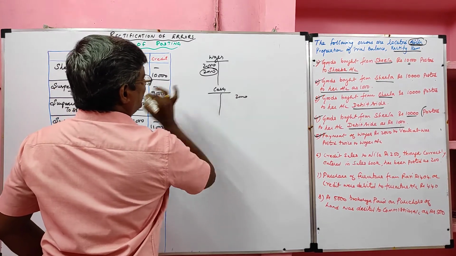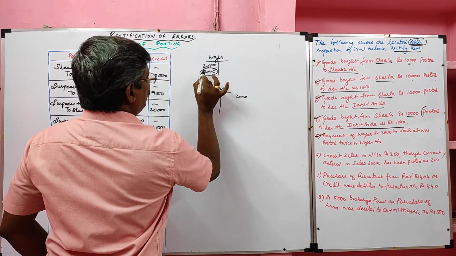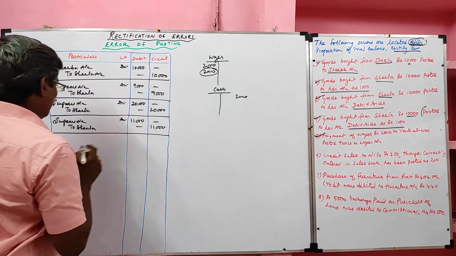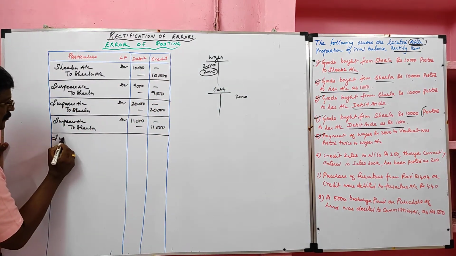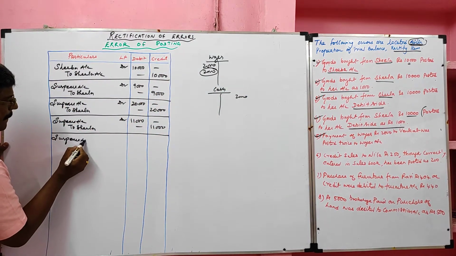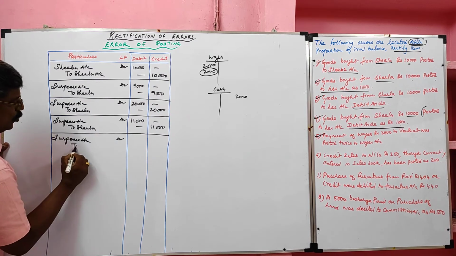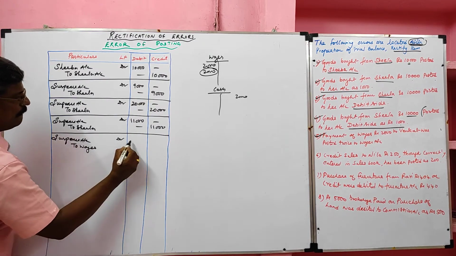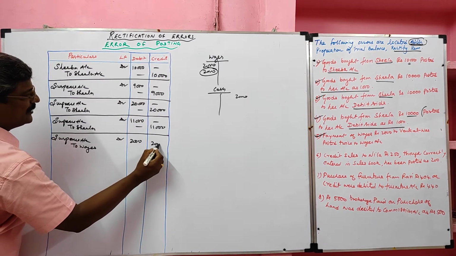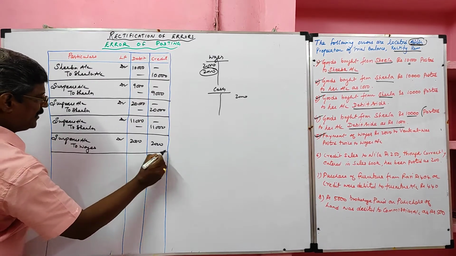We have to cancel one wages. Where it was posted on the debit side, for cancellation it will go to the credit side. Now the rectification entry is suspense account debited to wages. Value how much? 2000. This error is disclosed by the trial balance.